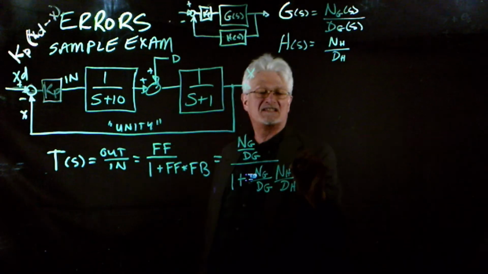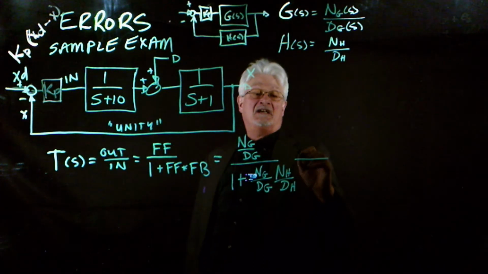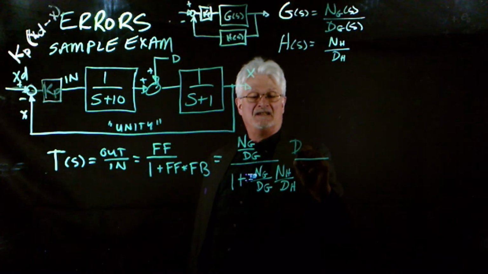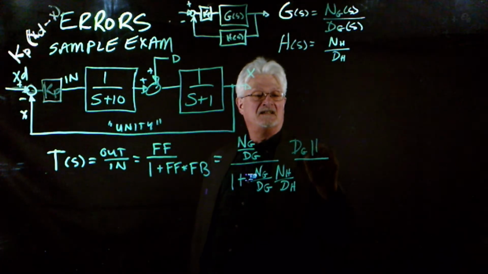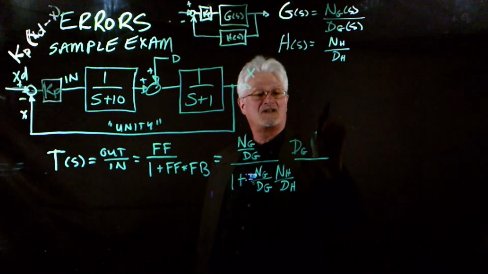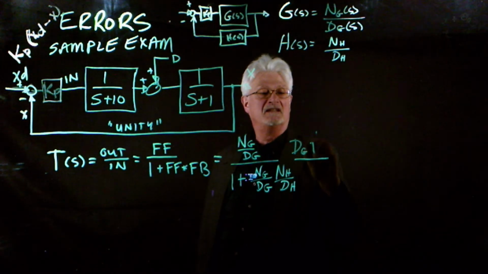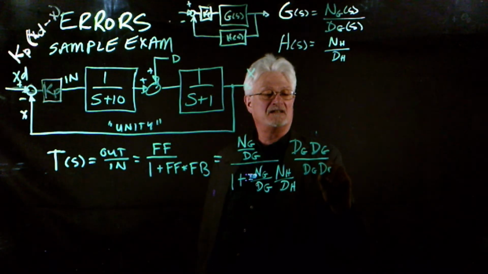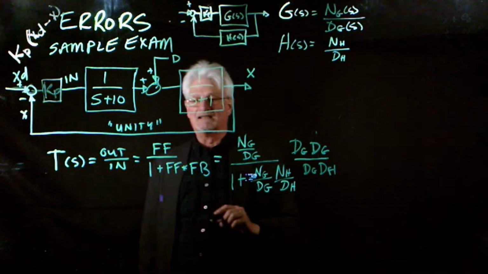We've talked about this every time. You have to clear these fractions. This is dg. Oh no, it's hard to erase this stuff properly. dgdh over dgdh. Right? We're going to clear that fraction.